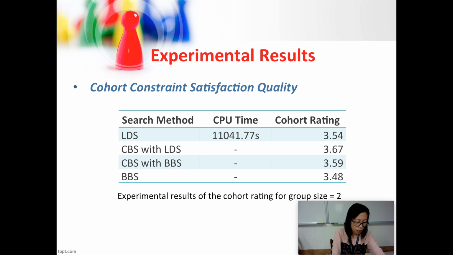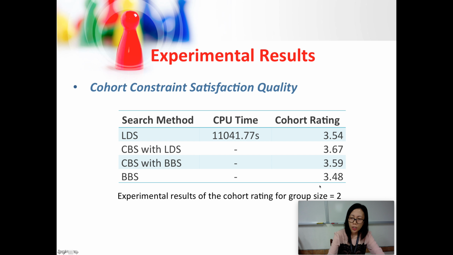Now the table here again shows the result, the cohort rating using the 4 search methods, as well as the CPU time. Now, notice that only LBS has an actual CPU time. Now, what do these dashes mean? The dash here would mean that the run was interrupted after a 24-hour period.